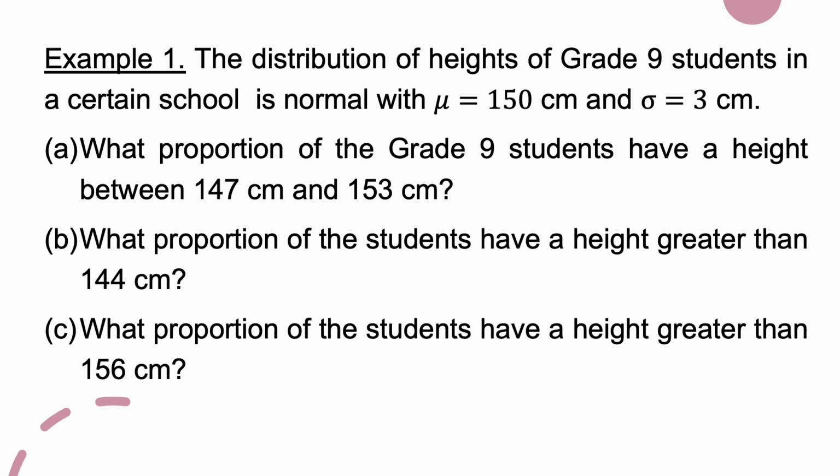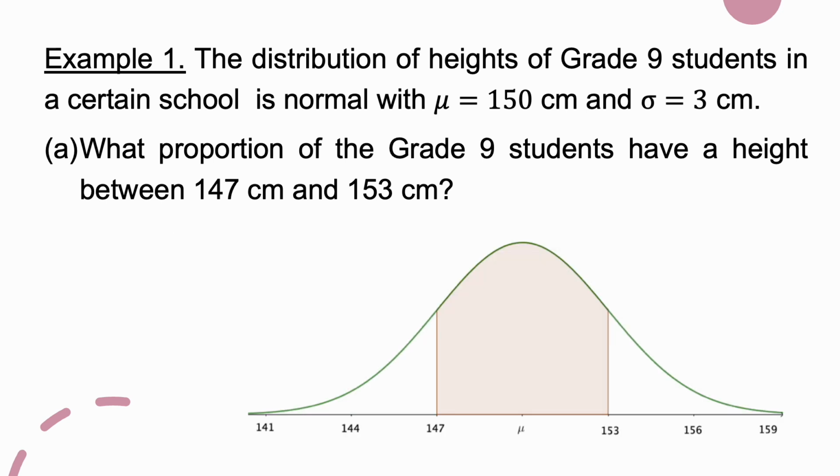Now, let's take a look at this example. The distribution of heights of grade 9 students in a certain school is normal, with mean equal to 150 and standard deviation equal to 3. What proportion of the grade 9 students have a height between 147 centimeters and 153 centimeters? Or what proportion of the students have a height greater than 144 centimeters? Or what proportion of the students have a height greater than 156 centimeters? So, isa-isahin natin. Anong proportion daw ang may height between 147 and 153?